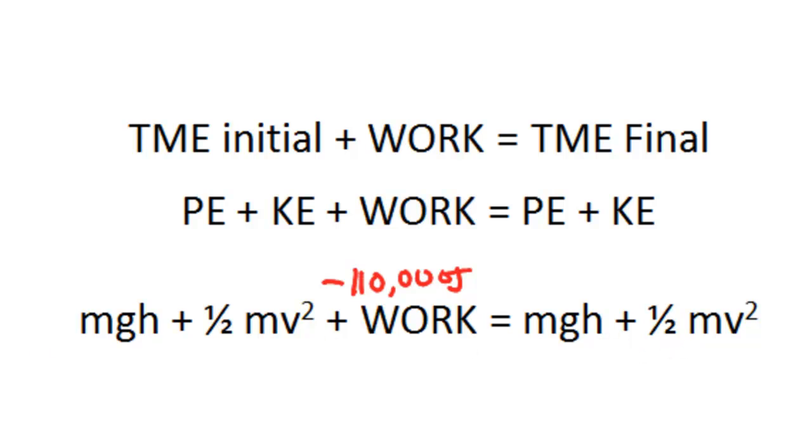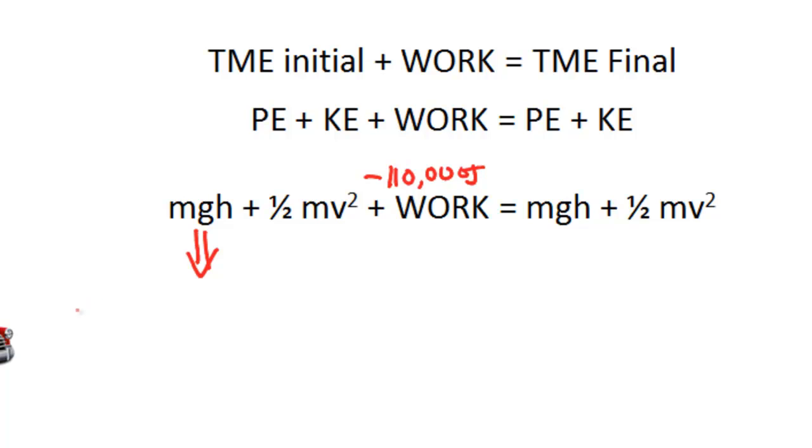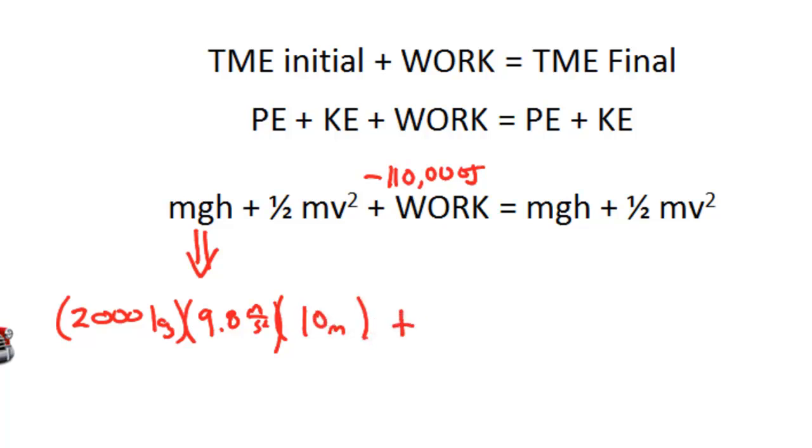The problem sets up the same as last time, and we had mass times gravity times height. So let's use that again. We have mass, which was 2,000 kilograms, times 9.8, and times a height of 10 meters. This time, though, we're looking at adding a negative 110,000 joules of work.